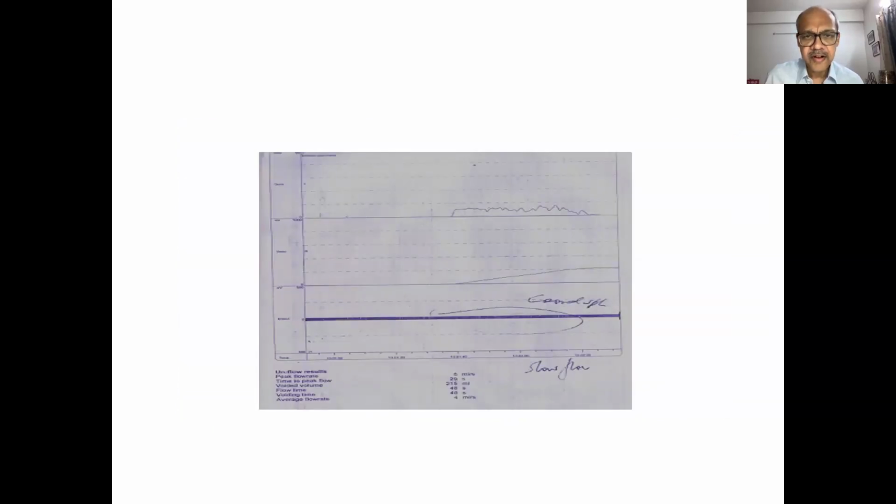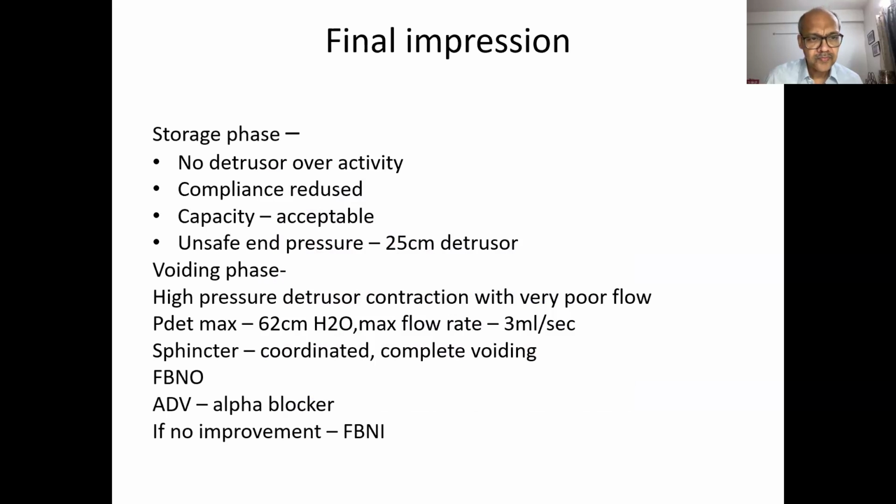Okay, the same consistent findings: slow flow, coordinated sphincter. The final impression is no detrusor overactivity, compliance is reduced, capacity is acceptable, unsafe end pressures, voiding phase high pressure detrusor contraction with very poor flow. Pdet max was 62 and maximum flow rate was 3 ml per second. Sphincter coordinated, complete voiding. So functional bladder neck obstruction, advised alpha blocker. If no improvement, bladder neck incision. So we call it bladder neck incision.